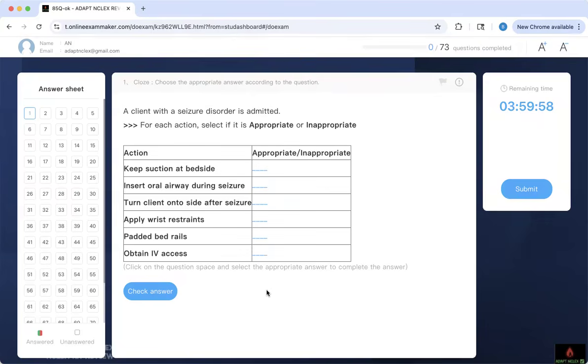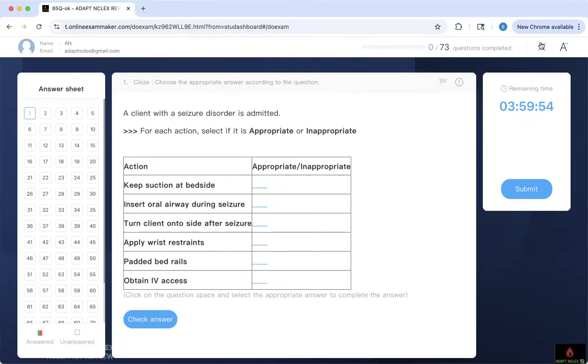First question, what do you think? This is what you may see on the NCLEX. Very intimidating, but it's a straightforward question. The client with what? Seizure disorder is admitted. I started with neuro, whether there's a table or not, it does not matter. How do you approach it?